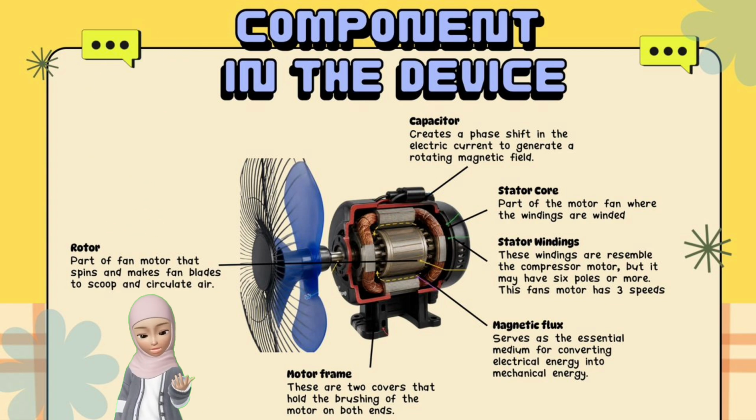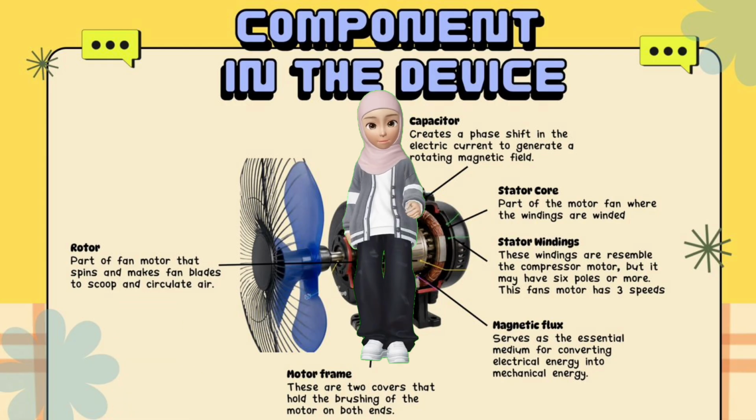This device also contains a capacitor. The capacitor creates a phase shift in the electric current to generate a rotating magnetic field. The last one, magnetic flux. Magnetic flux serves as the essential medium for converting electrical energy into mechanical energy.